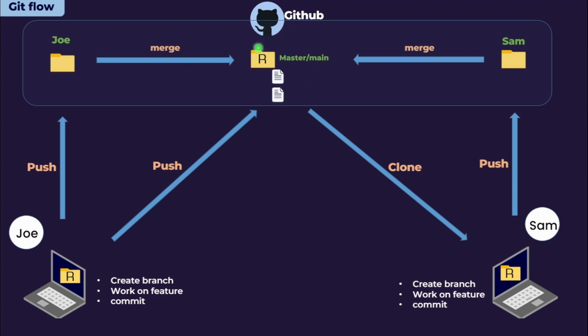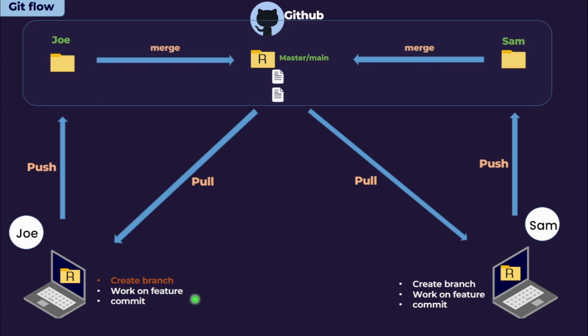So what happens now is that the master branch has the latest up-to-date code, but on Joe's computer and Sam's, they don't have the latest code, so they have to pull those changes back from GitHub. Sam is going to pull the changes from the master or main branch into his own branch to have the latest code, and Joe is going to pull the changes as well, and he's now going to have the latest up-to-date code.